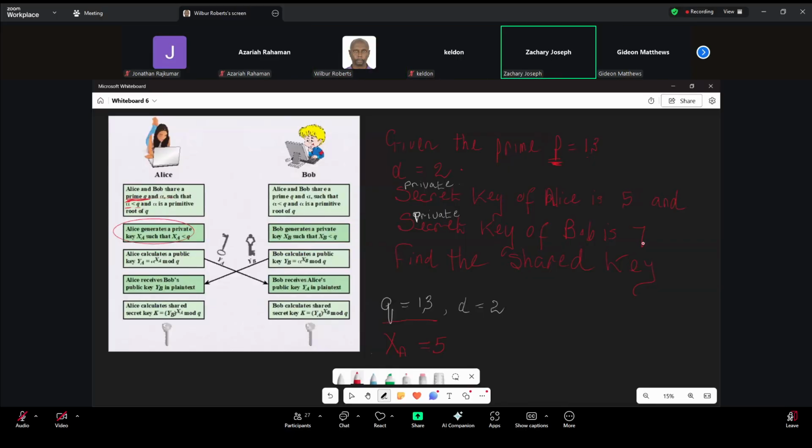And what else could we get there? Well, XB would be 7. Did you have that? Yeah, XB equal to 7. I didn't write that down because I just knew it from the problem. You just substituted, right? So the thing is to write down all the terms, and we want to find the shared secret key.